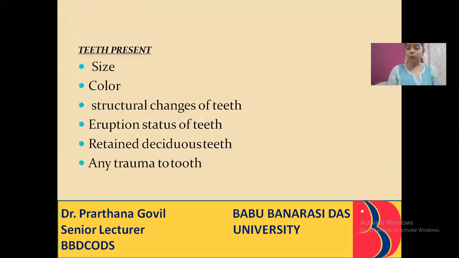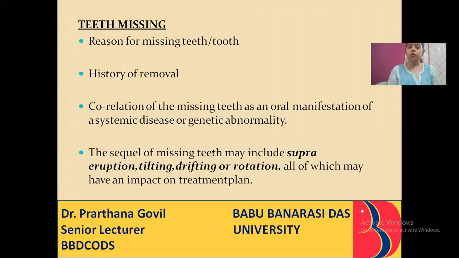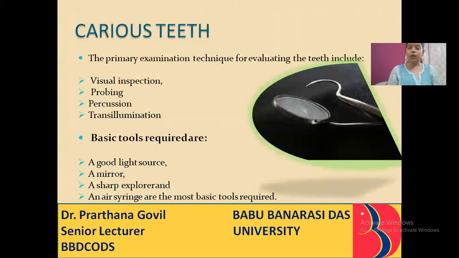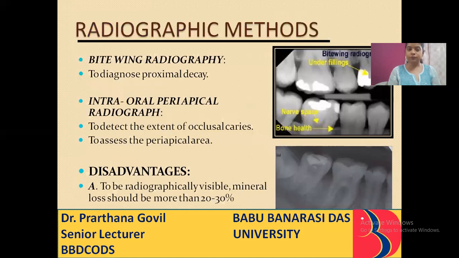After the soft tissue, we talk about the hard tissue. The hard tissue examination consists of teeth present, size, color, structural changes, eruption, retained deciduous tooth, and any trauma to the tooth. Check about any tooth which is missing in both arches. Check about the caries. Primary methods are visual inspection, probing, percussion, and transmission. Basic tools required are a good light source, a mirror, a sharp explorer, and an air syringe.